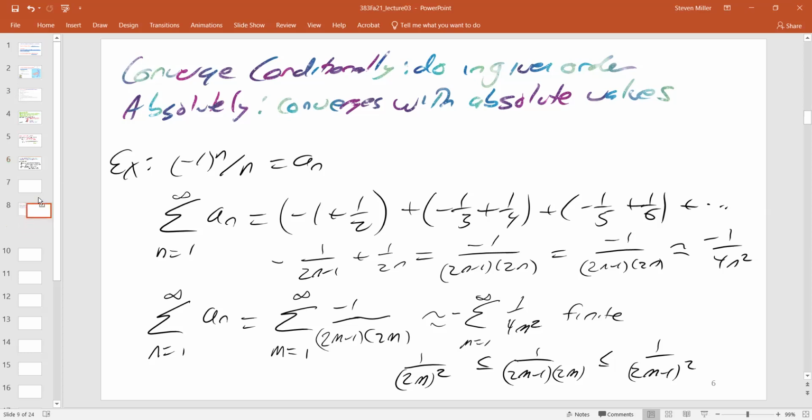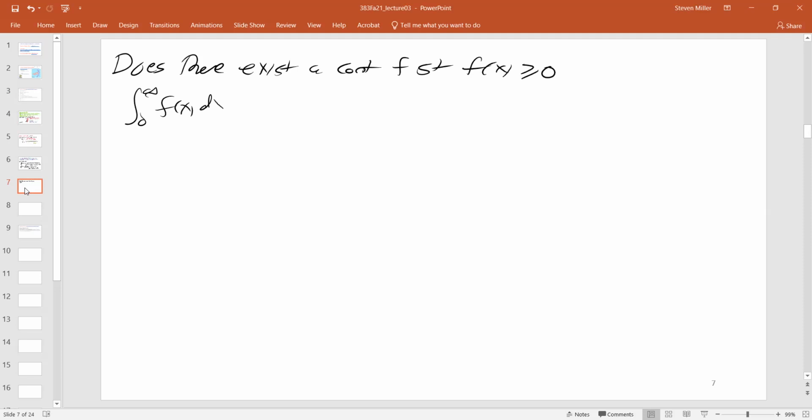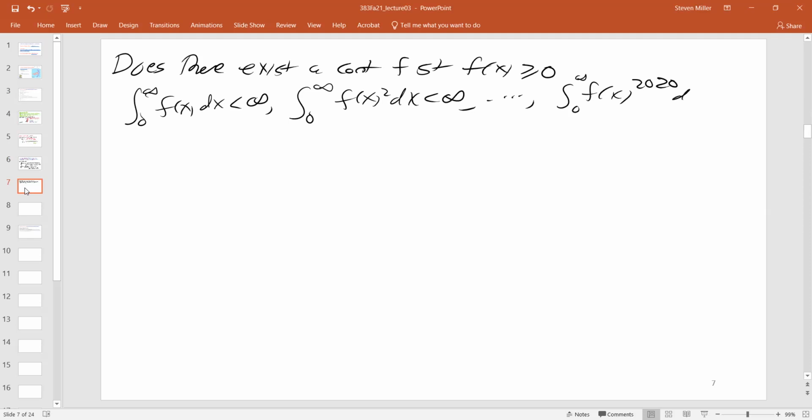As long as we're here, this is a fun problem. Does there exist a continuous f such that f of x is greater than or equal to 0, the integral from 0 to infinity of f of x dx is finite, the integral of f of x squared dx is finite, and so on, the integral of f of x to the 2020 is finite, but the integral from 0 to infinity of f of x to the 2021 dx is infinite? Yes.